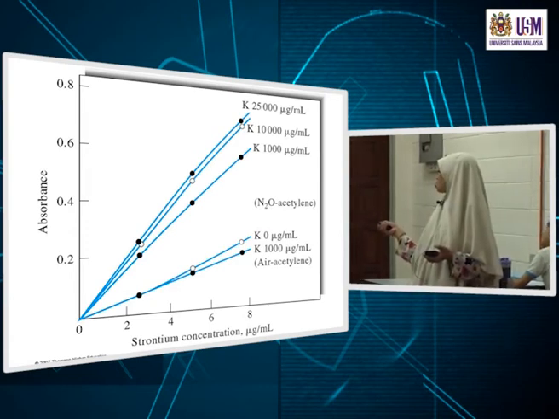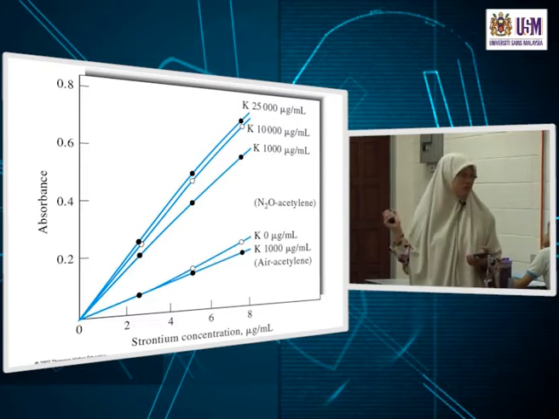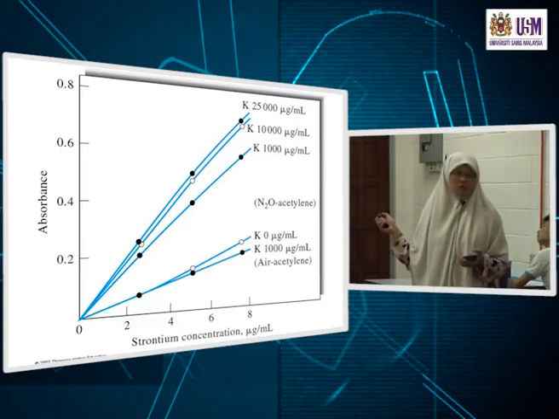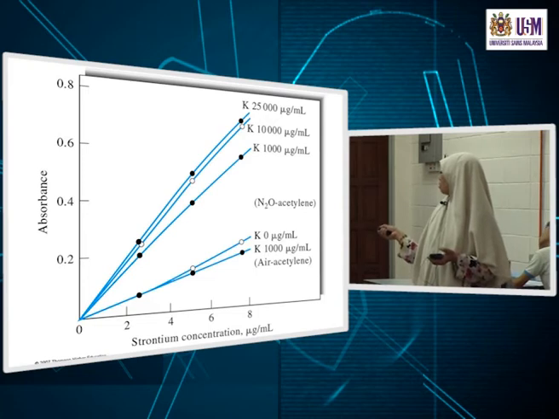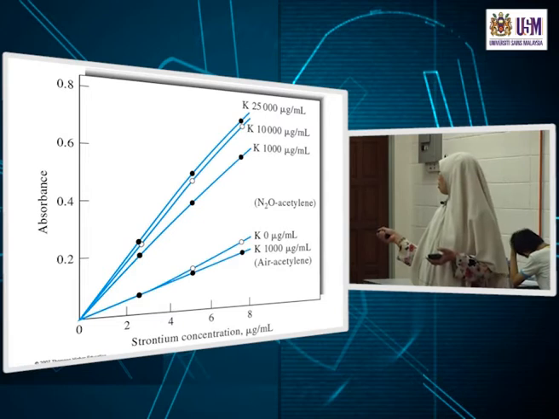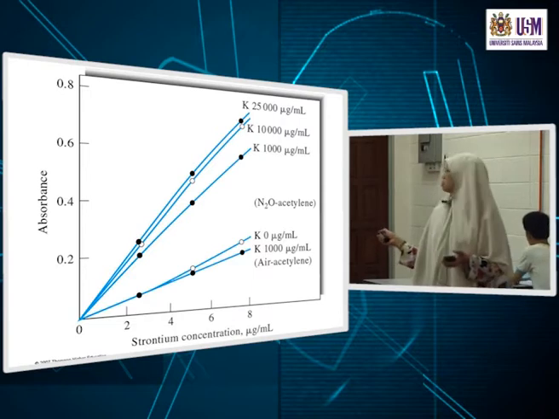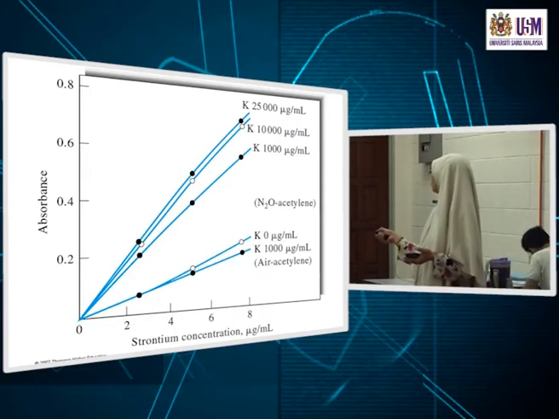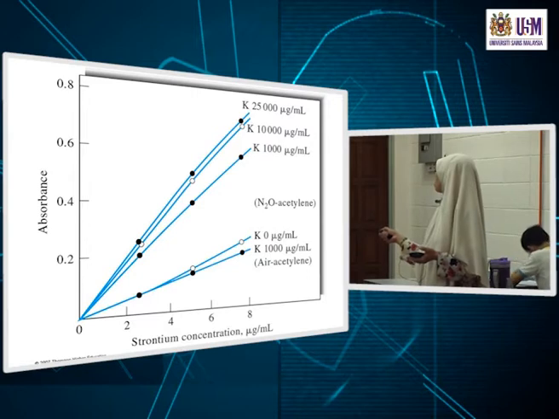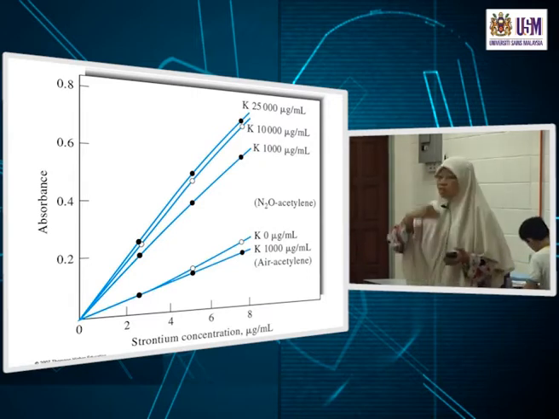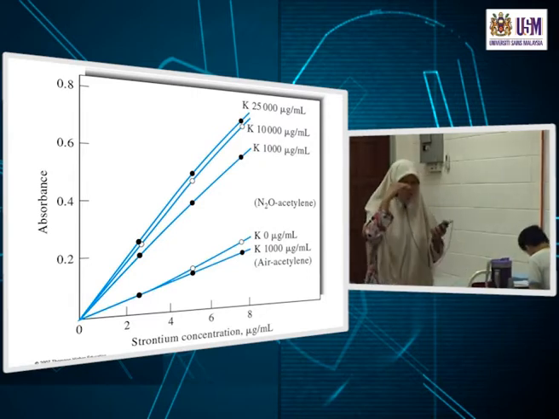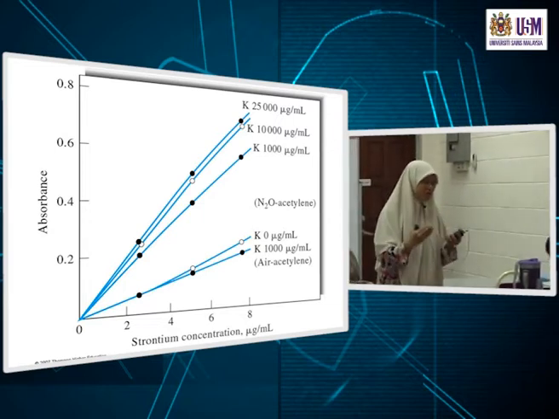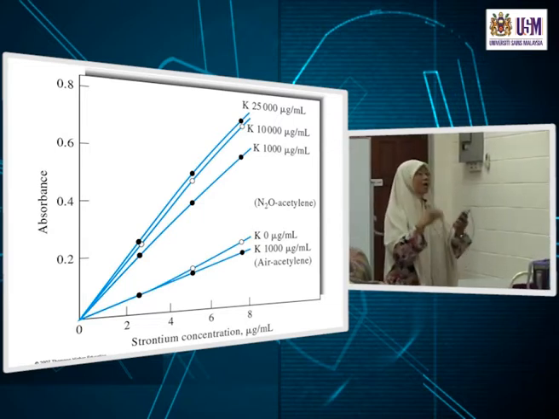Here, the concentration of strontium is the same for all those dots. Oh, you didn't realize that? All these points on the same line, you would assume they're the same. All the same concentration of strontium. Here also, that's what you're trying to look at, the difference. So from here to here, 1,000, 25,000, absorbance has increased. Why? Ionization has been suppressed. More atoms of strontium, higher absorbance.